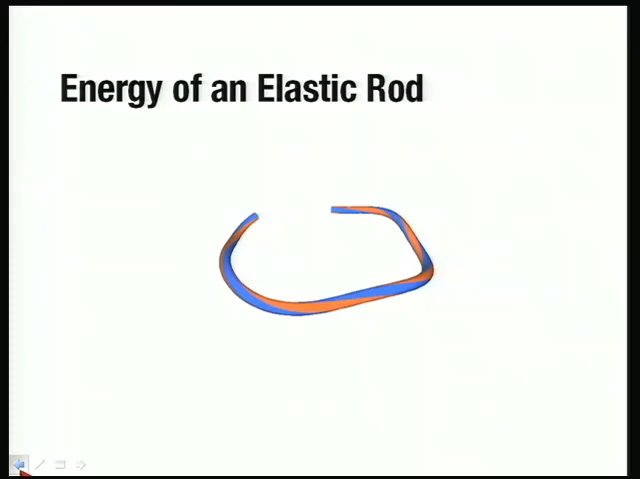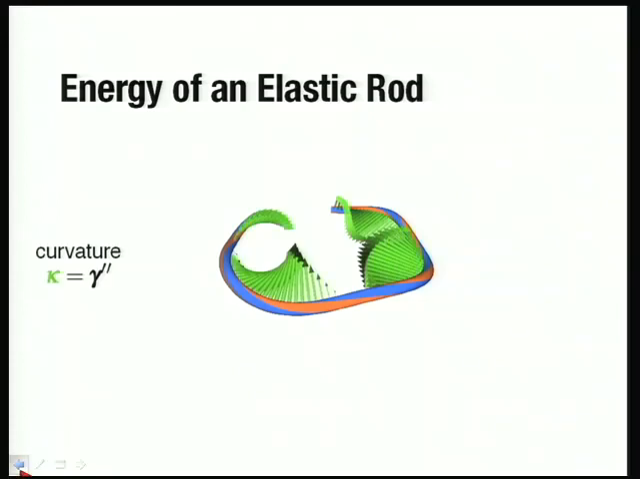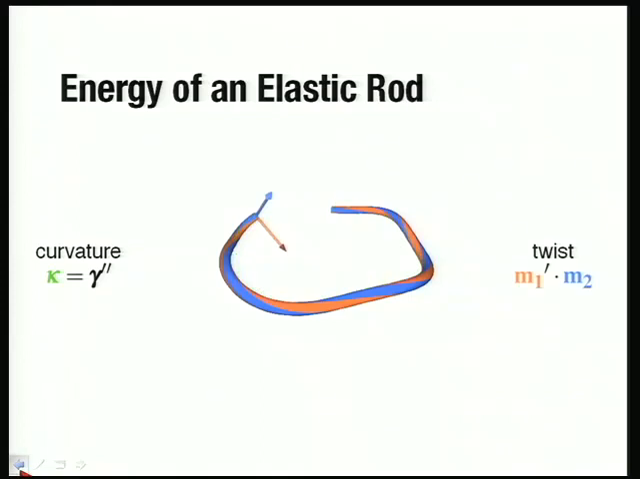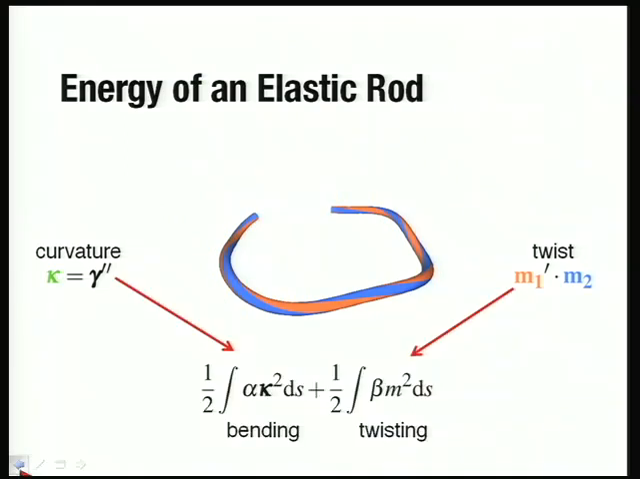So the Kirchhoff rod model also assigns an elastic energy to every configuration of the rod. And this consists of two components. The first is based on the curvature of the rod, and this measures how the center line bends, essentially. The second component measures how the elastic material twists about the center line, and this essentially measures the speed of rotation of this frame as we move along this center line. So we combine these two measures of strain to arrive at the standard Kirchhoff energy for the rod, consisting of a bending and a twisting part.